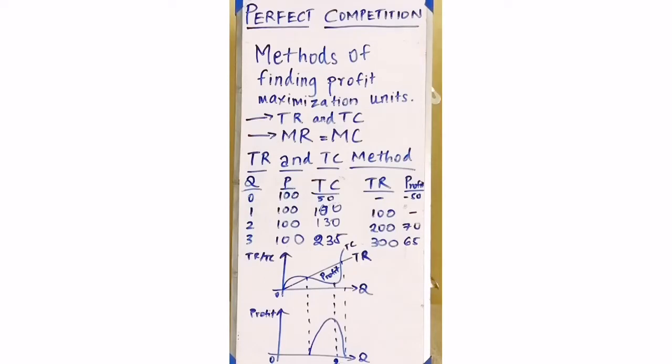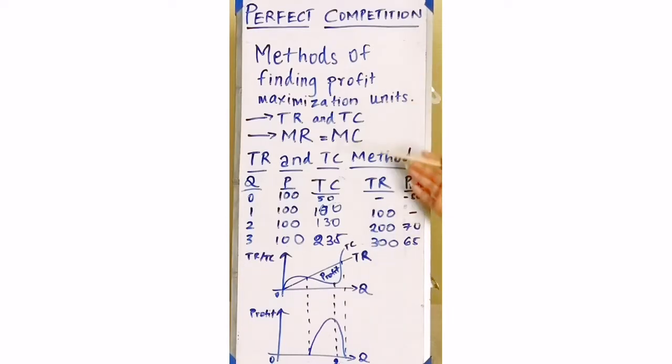Now, whenever a perfectly competitive firm decides to continue its production, it should find out at which unit it will get its profit maximization. There are two methods to find the profit maximization point. One is the TR and TC method, the other is the MR equals MC method. The TR and TC method is of course a very simple method where we can find the profit maximization unit.